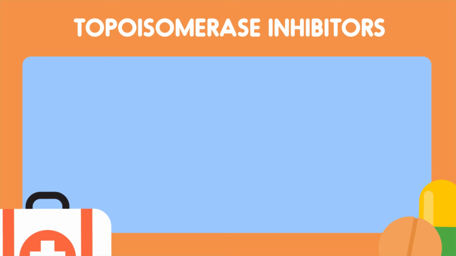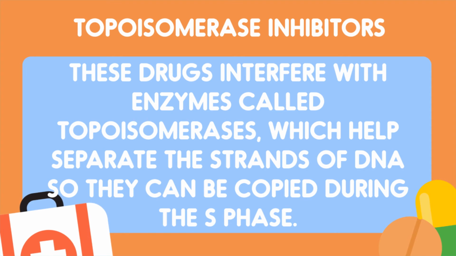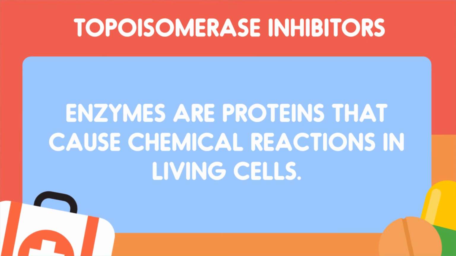Topoisomerase inhibitors. These drugs interfere with enzymes called topoisomerases, which help separate the strands of DNA so they can be copied during the S phase. Enzymes are proteins that cause chemical reactions in living cells.